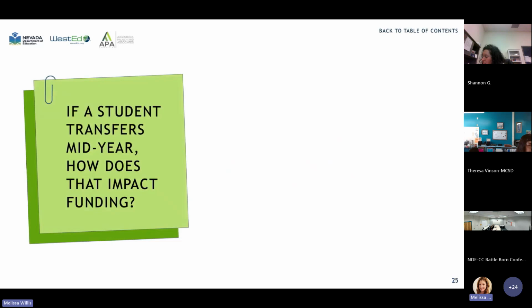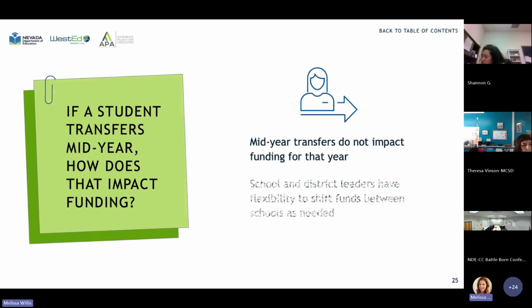If a student transfers mid-year, how does that impact funding? Mid-year transfers do not impact funding for that year. Funding amounts are based on student counts from October 1 of the previous year to allow for the state to calculate allocations and for schools and districts to determine budgets in the spring before the school year begins. Because funding is allocated to charter schools and school districts and not to schools within a district or to individual students, no adjustments are made from the state level to account for student mobility between schools within a district, between districts within Nevada, or between Nevada and another state.